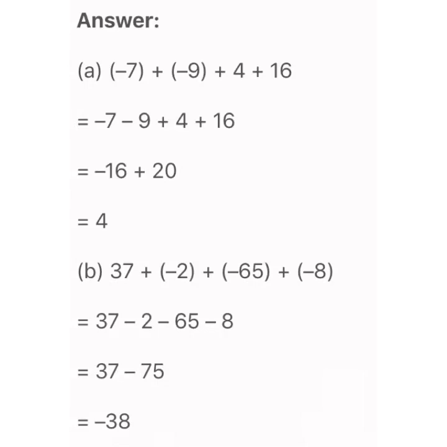Now 37 minus 75. Children, here you can see that the negative integer is greater than the positive integer. So we will subtract, but the answer will be negative only. So 37 minus 75 is minus 38.